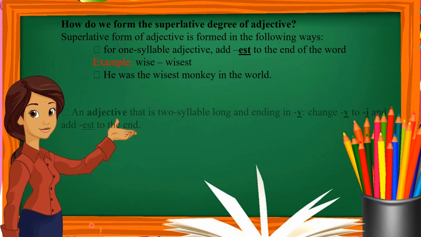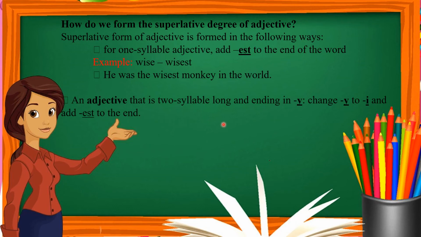Yes, wisest. Another. An adjective that is 2 syllables long and ending in y, change y to I and add est to the end. Same as the comparative form. Heavy, heaviest. In comparative degree, we add er. Change y to I and add er. Here in superlative degree, change y to I and add est. Like this. Heavy, heaviest. In comparative form, heavier. In superlative form, heaviest. Okay? Marty's backpack is heaviest of the 3. Heaviest here.